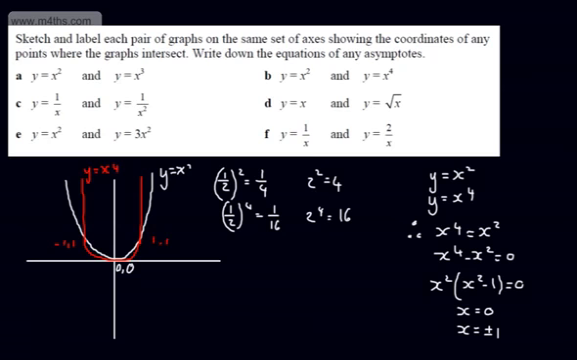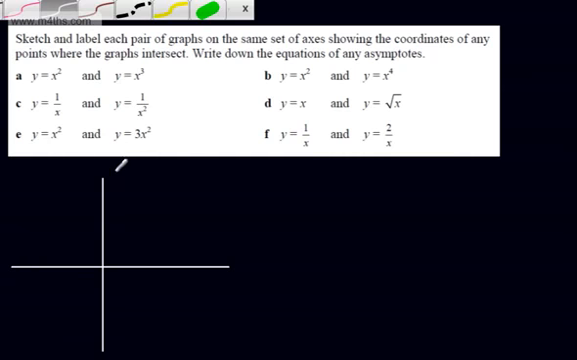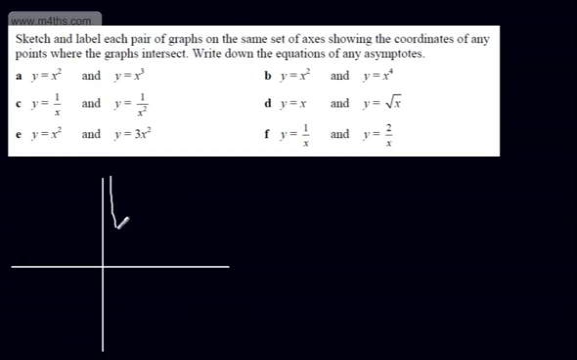Okay, let's look at another one. Let's go for this one: y is equal to 1 over x and y is equal to 1 over x squared. So what I'll do is start with y is equal to 1 over x. We've met this graph in a previous video. This is the reciprocal graph.